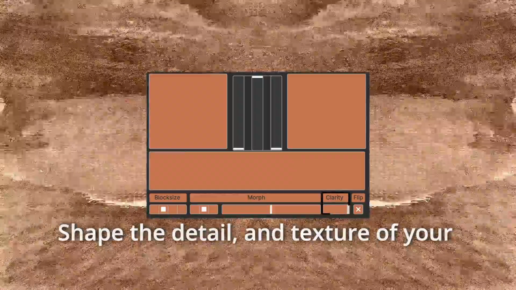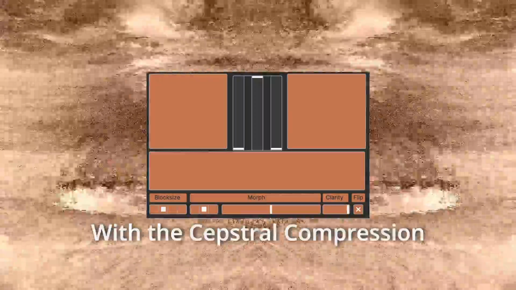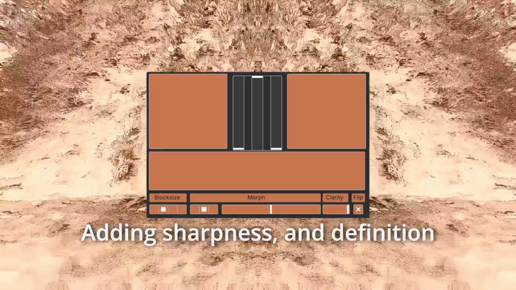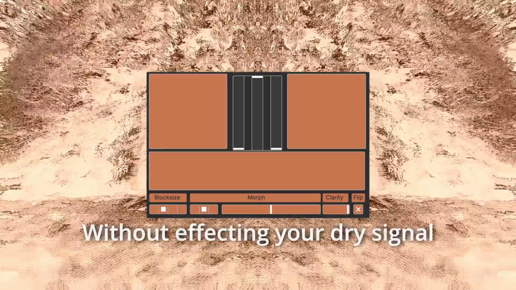Clarity. Shape the detail and texture of your morphed signal with the Cepstral compression, adding sharpness and definition without affecting your dry signal.